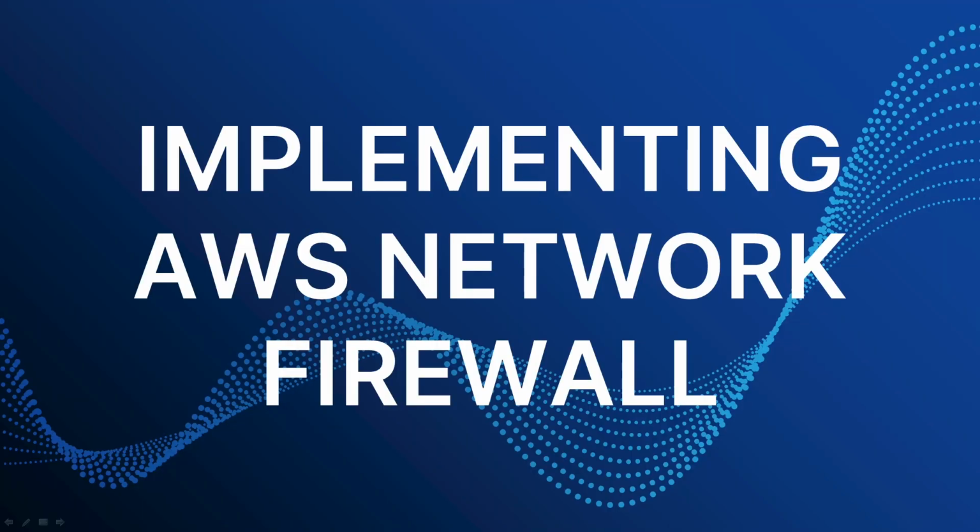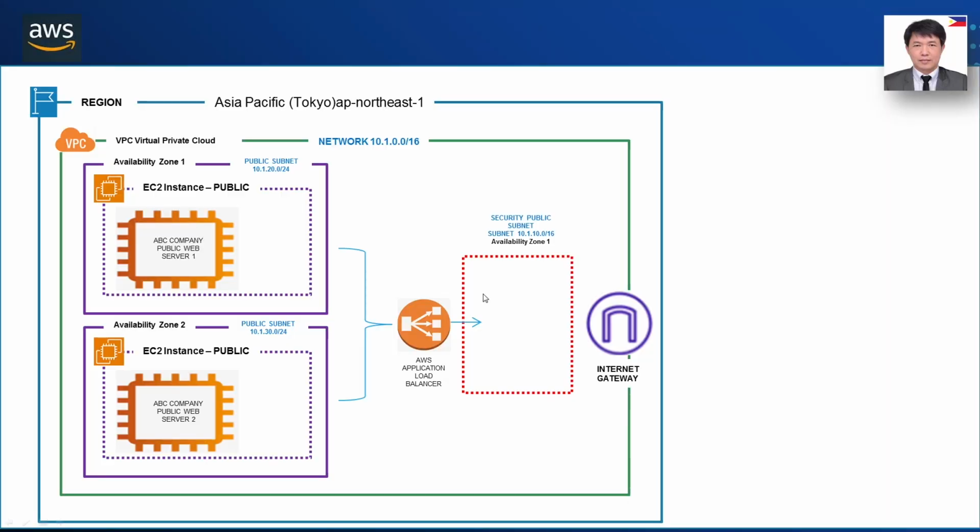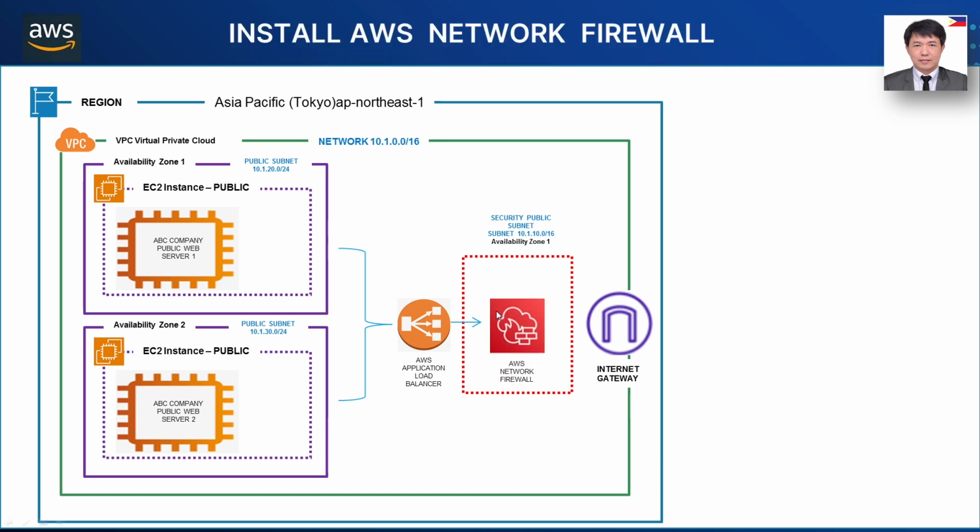So we will implement the AWS Network Firewall. On the topology, as you can see, we will install the AWS Firewall on the public subnet. It's a separate subnet from our EC2 instances.